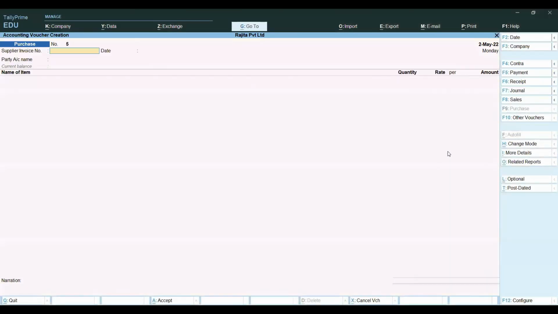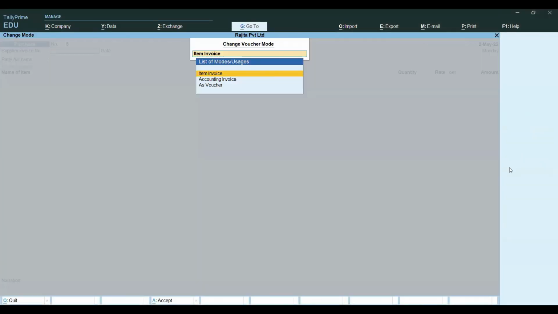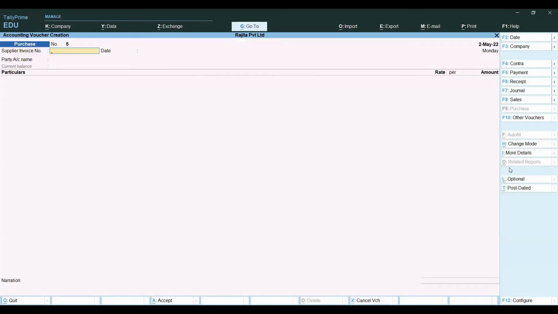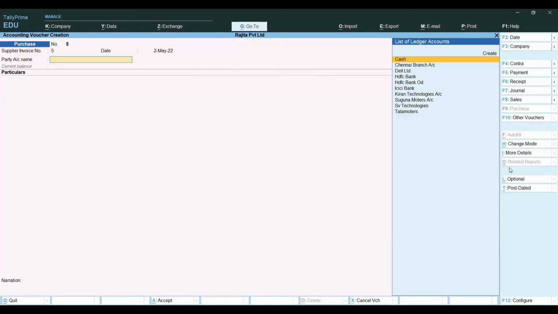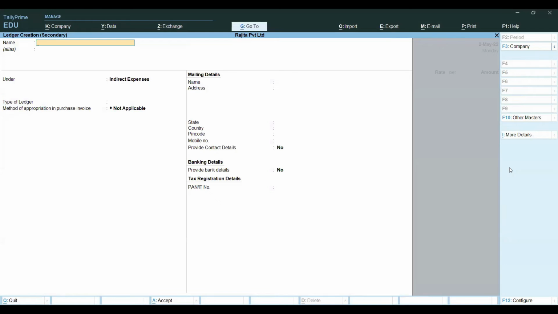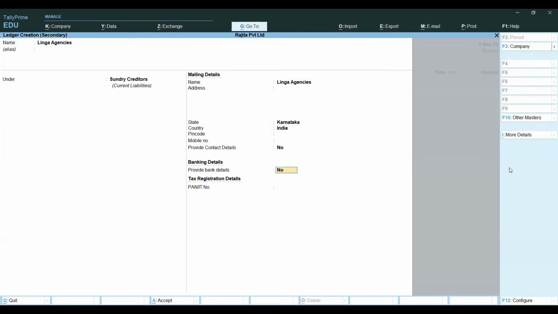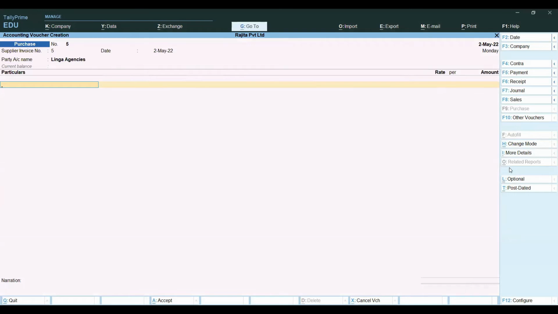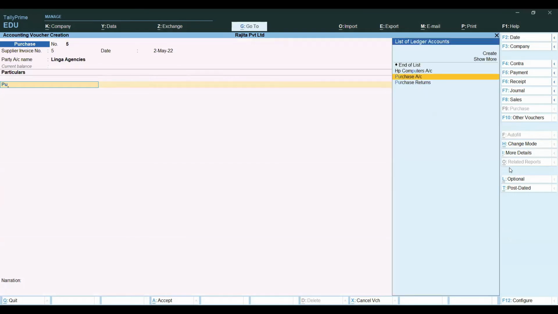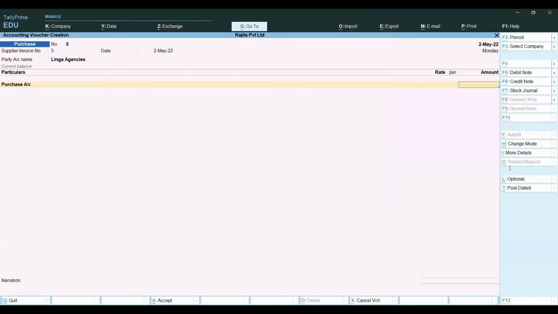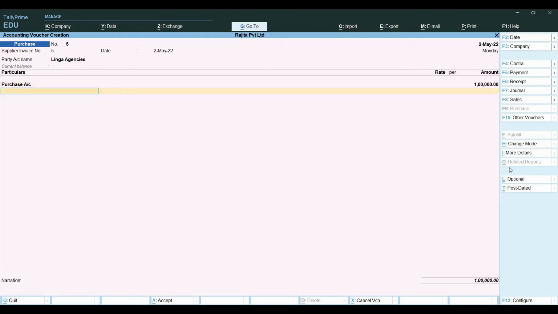I am preparing, ma. So you are purchasing from whom? Linga agencies. I am creating a ledger. So Linga agencies comes under sundry creditors. Enter, you can save it, ma. So under particulars, you can select purchase. How much rupees are you purchasing? For 1 lakh rupee I am purchasing, ma. Enter, you can save it, ma.